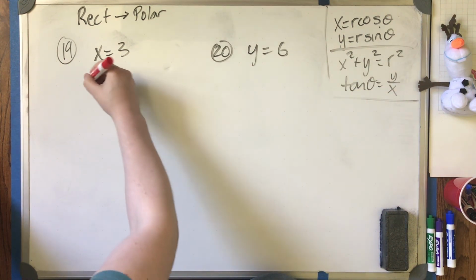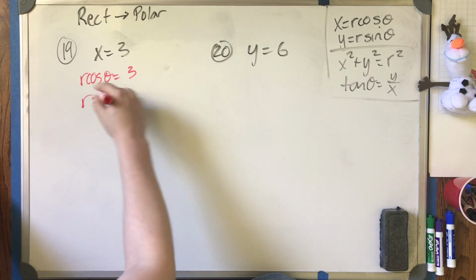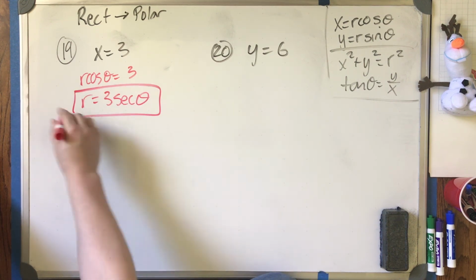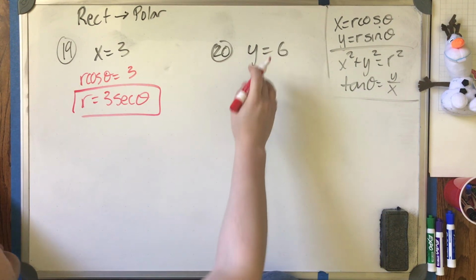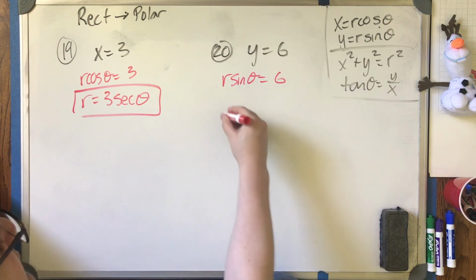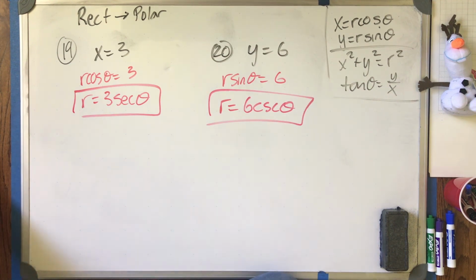x is r cosine theta. So I got r cosine theta equals 3. I'm just going to divide the cosine to the other side, and that will give me a secant. So I have r equals 3 secant theta. Done. Same exact idea. I'm going to have r sine theta equals 6. I'll divide the sine theta to the other side, so I will get a cosecant theta. So r equals 6 cosecant theta. And there you have it. All done.